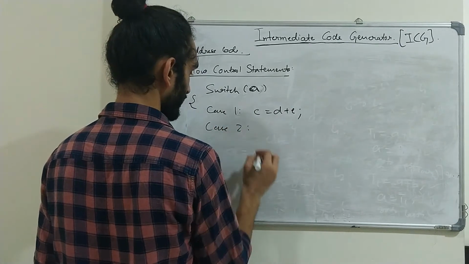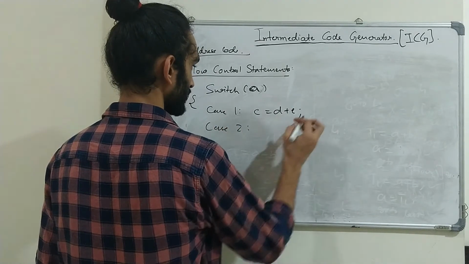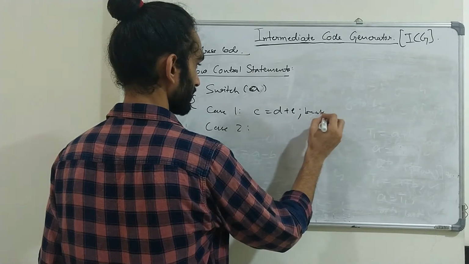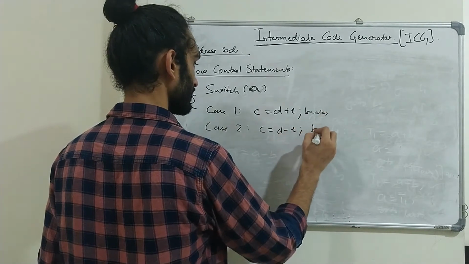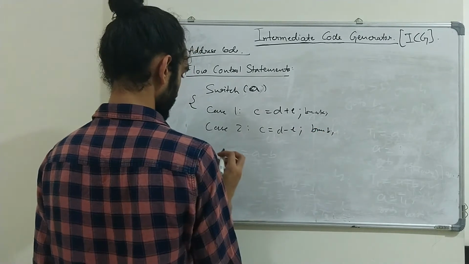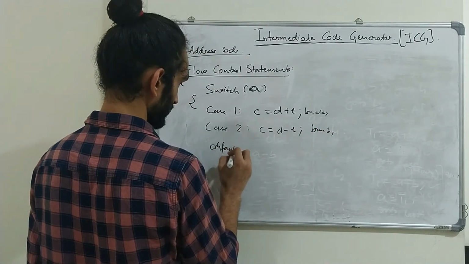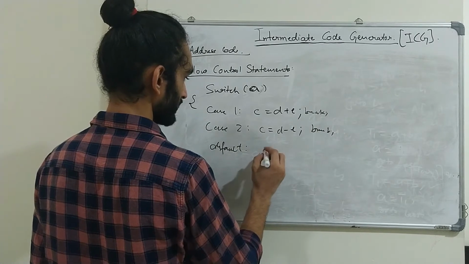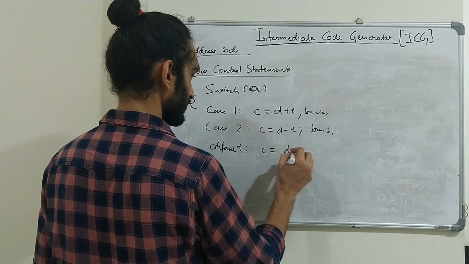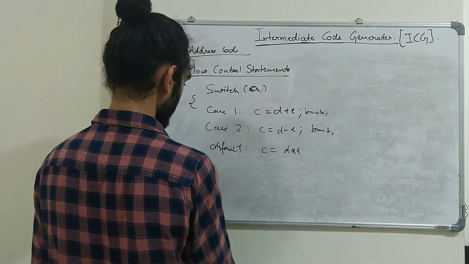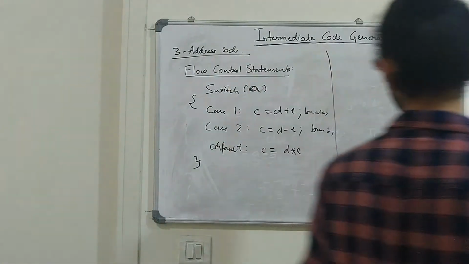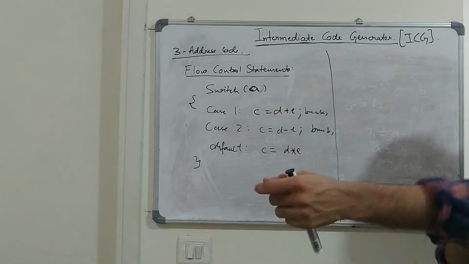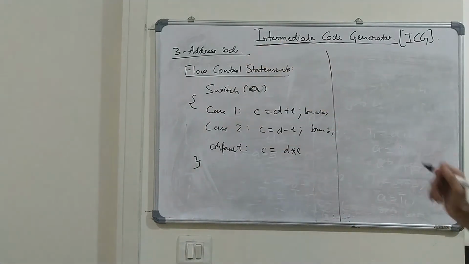Case 2, I'm writing the break in here. C equals d minus e, break. And I'm writing a default case. The default case is C equals D into E. So this is my switch statement. Now I will see how I'm going to write this switch statement into a 3 address code.